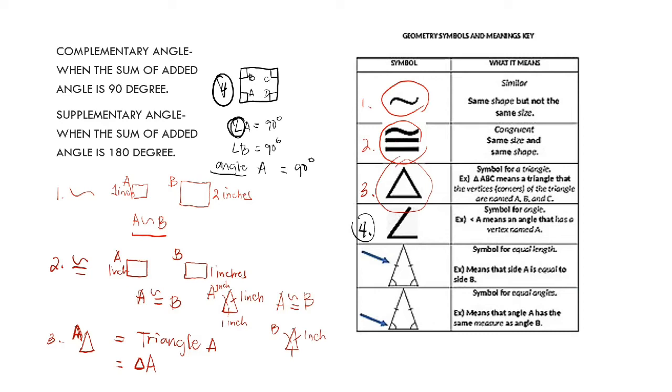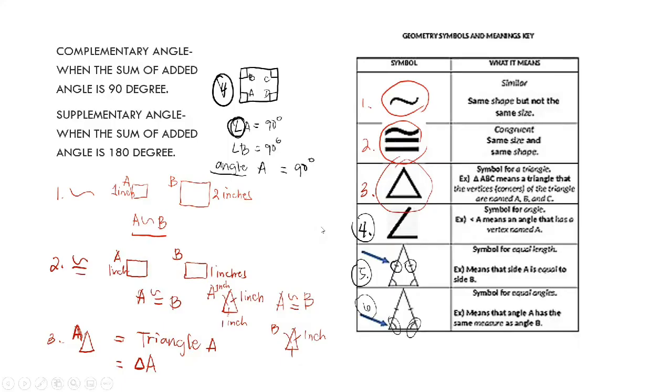So let's have the fifth symbol. Etong symbol na to, yan, yung stroke na yan na maliliit, yan ay for equal length. Ibig sabihin, kung meron siyang tag-isang stroke, ibig sabihin they are equal. Okay? For number 6 symbol naman, yan yung ating symbol for equal measurement of angle. So paano ba natin magagamit itong mga symbols na to? Let's have an example here.